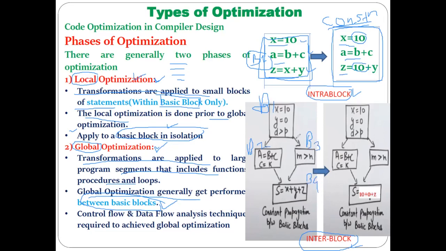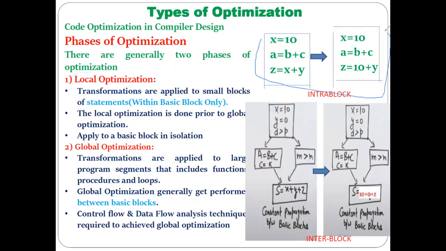Now, for some particular intermediate code, these basic blocks are formed. How the basic blocks are formed and what the rules are for that, I already told you. Here we have just taken the example so that you can understand the concept of global optimization. In basic block b1: x equal to 10, y equal to 0, d greater than p, and then on the basis of the condition the two other basic blocks: a equal to b plus c, c equal to k, and b3: m greater than n, and b4: s equal to x plus y plus z. This example we have seen here.